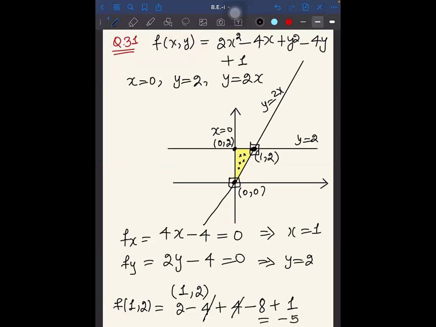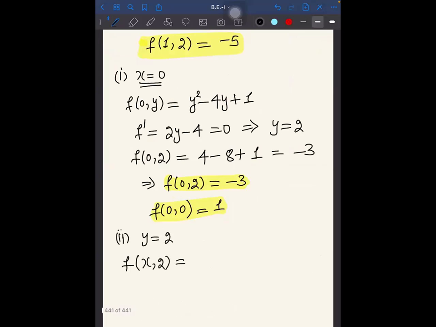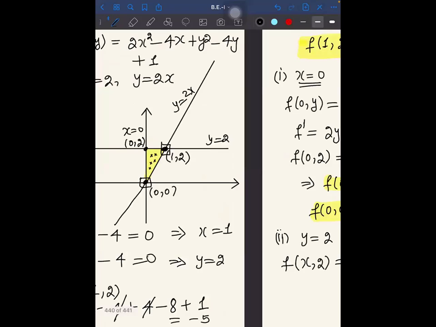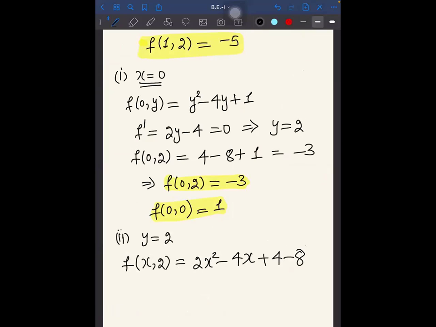So you put y is equal to 2. So this becomes 2x square minus 4x, and then y square is 4, minus 8, plus 1. So this becomes what? 2x square minus 4x minus 3. Are you with me? Yes, sir. So what is your f dash? 4x minus 4. So you keep f dash to be 0. That means 4x minus 4 is equal to 0. So that means x is your 1.